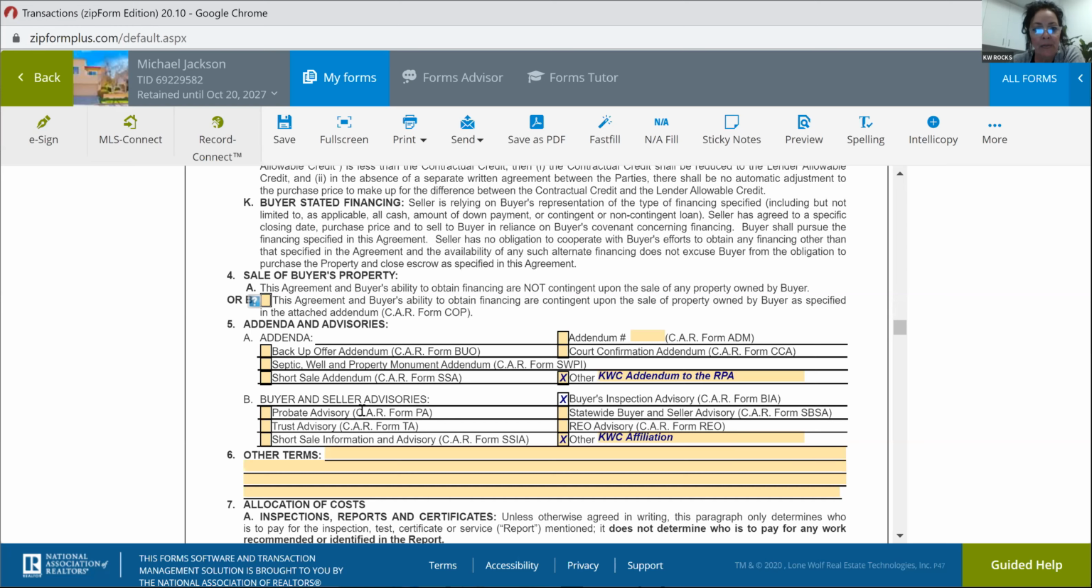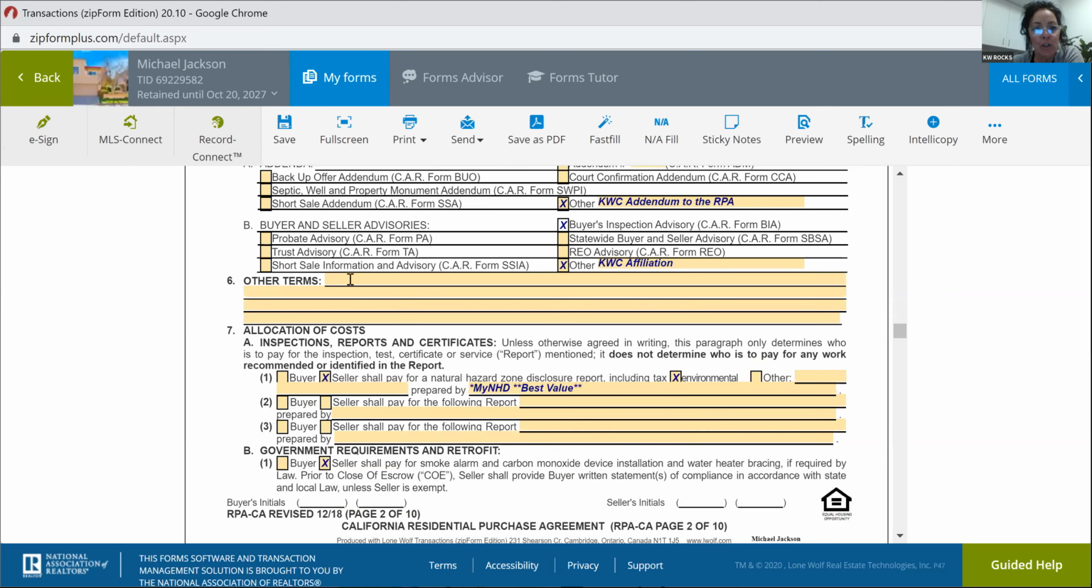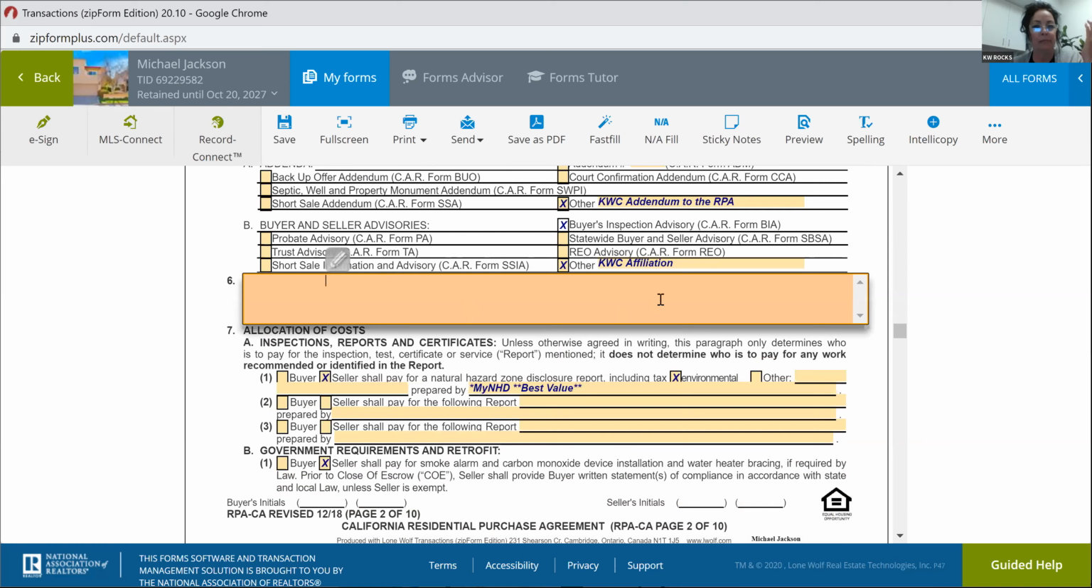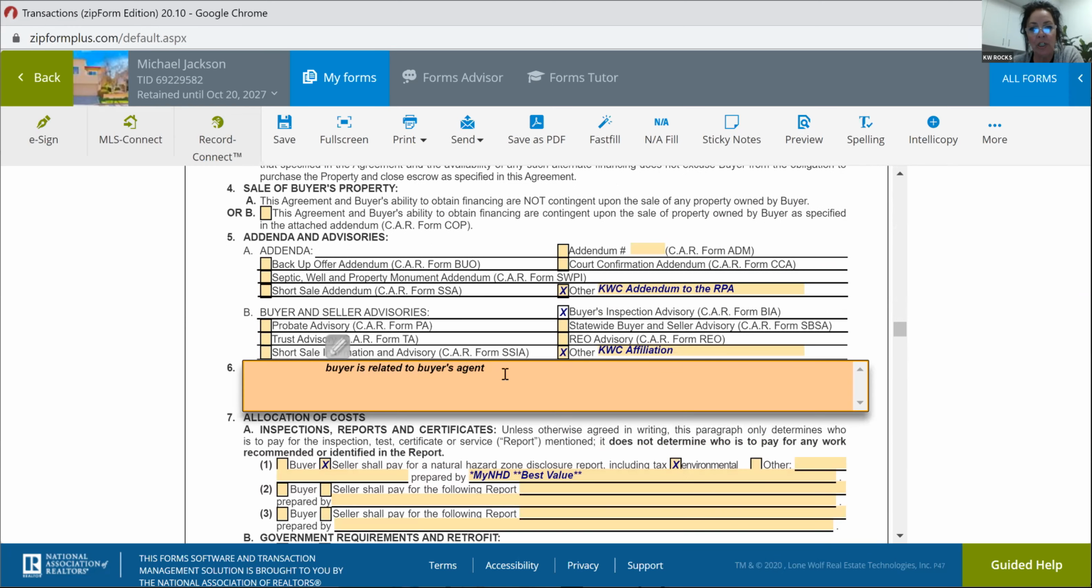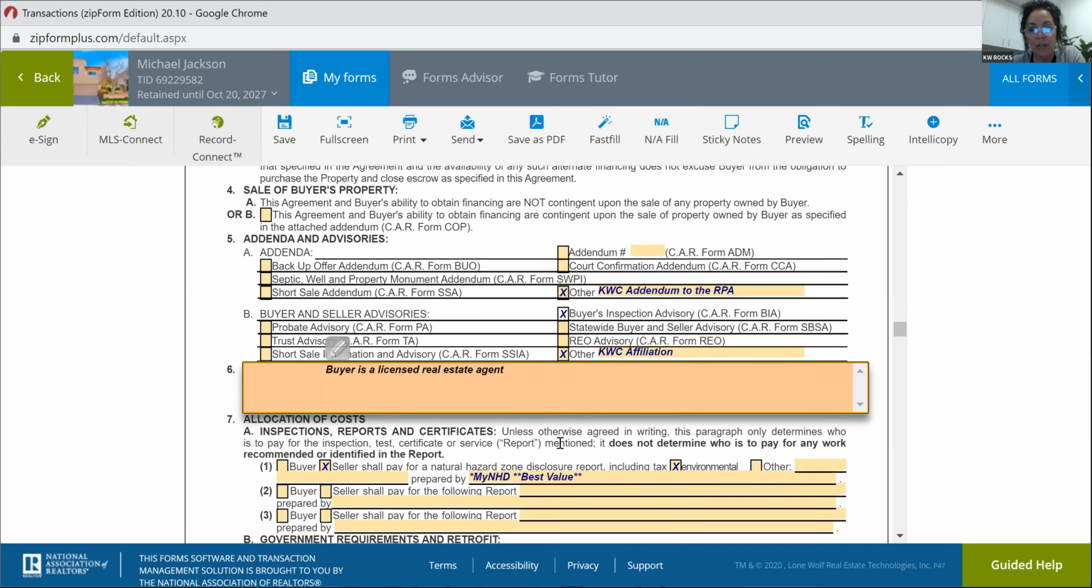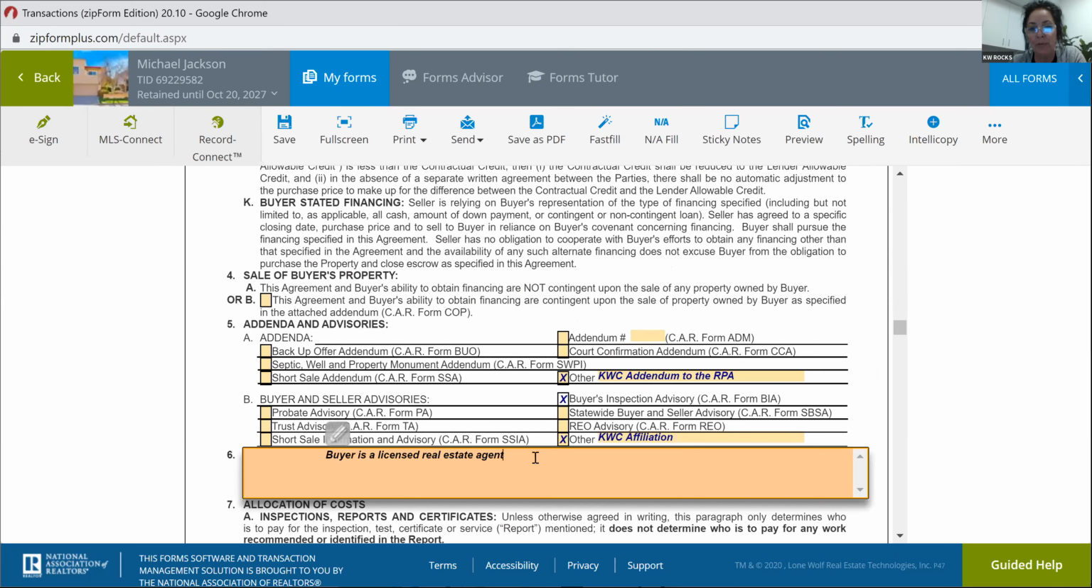Okay. And then other terms, this is where you would put anything. So let's say buyer is related to buyer's agent. You have to disclose any type of relationships. Let's say if buyer is a licensed real estate agent, right? You have to disclose stuff like that. You have to disclose relationships, anything like that. So you put stuff in there.